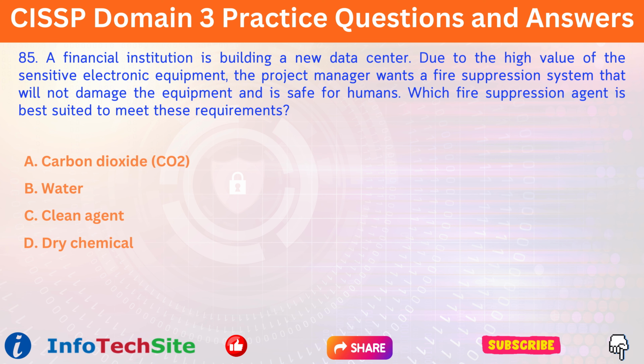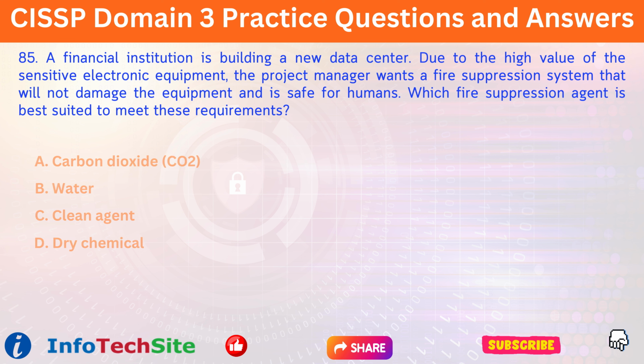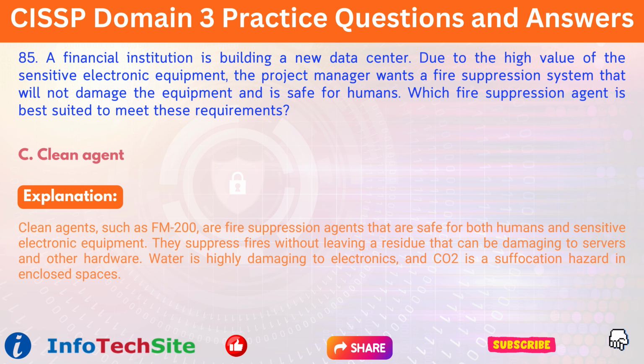85. A financial institution is building a new data center. Due to the high value of the sensitive electronic equipment, the project manager wants a fire suppression system that will not damage the equipment and is safe for humans. Which fire suppression agent is best suited to meet these requirements? A. Carbon dioxide, CO2. B. Water. C. Clean agent. D. Dry chemical.